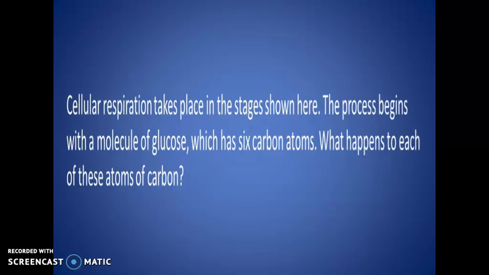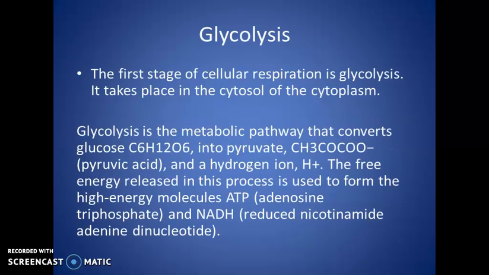Cellular respiration takes place in stages. The process begins with a molecule of glucose, which has 6 carbon atoms. So, what happens to each of these atoms of carbon? Let's see. Glycolysis. The first stage of cellular respiration is glycolysis. It usually takes place in the cytosol of the cytoplasm.